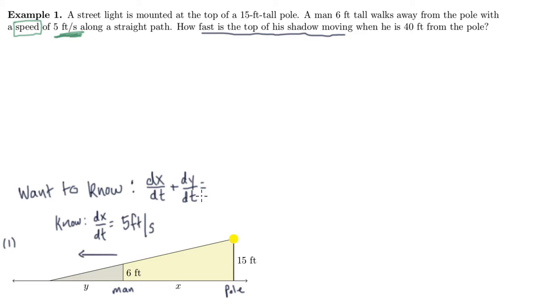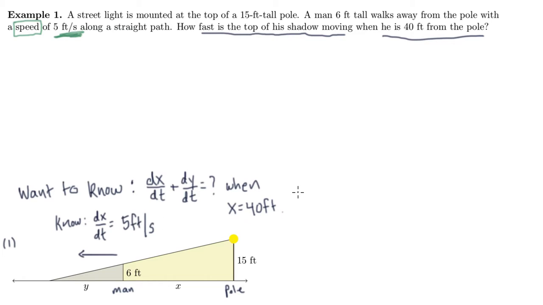And now we want to know dx/dt plus dy/dt when what? That's the last part: when the man is 40 feet from the pole. So in other words, when x equals 40 feet.